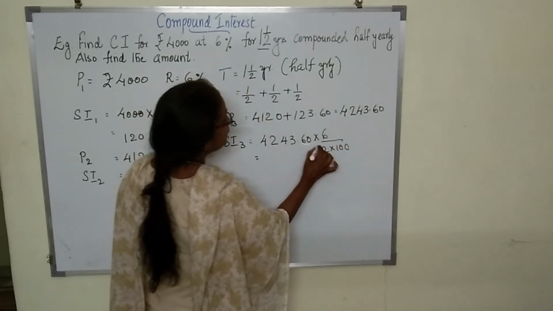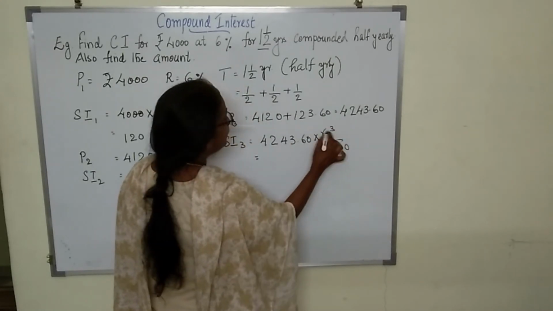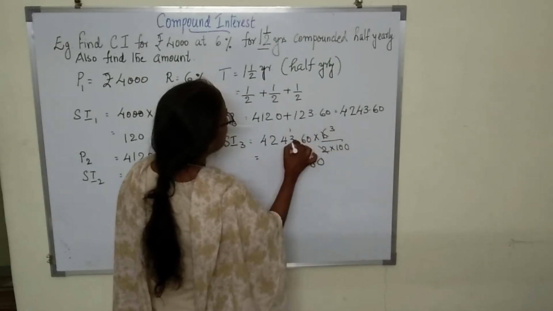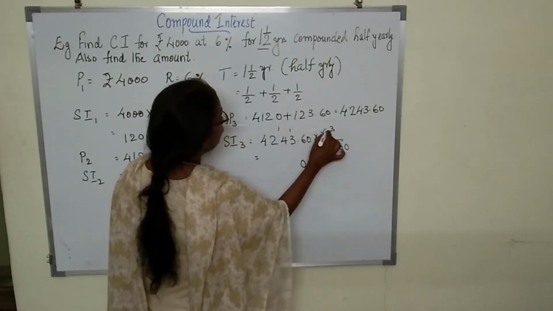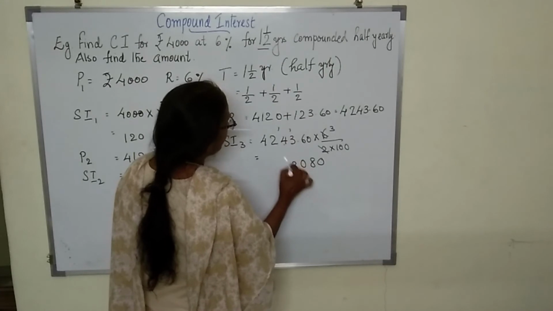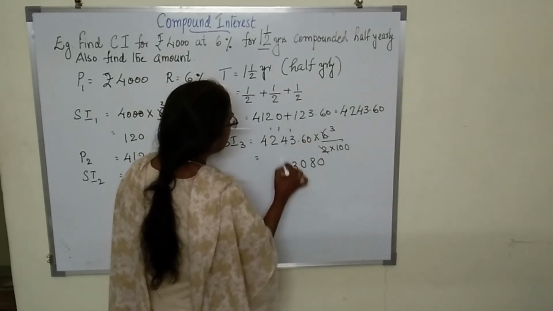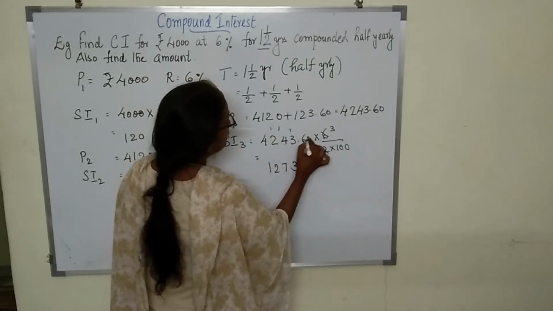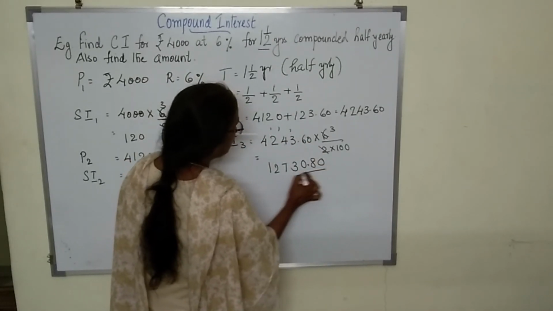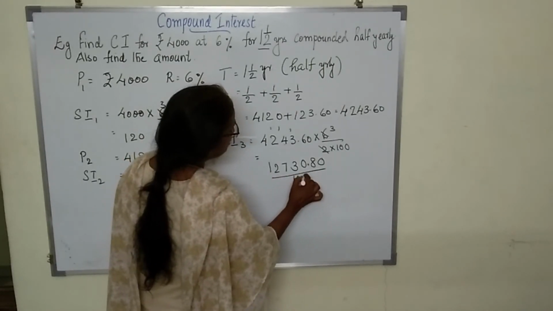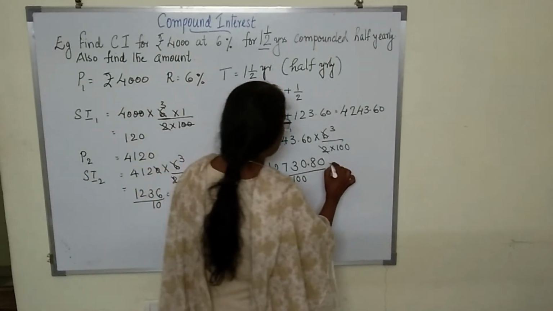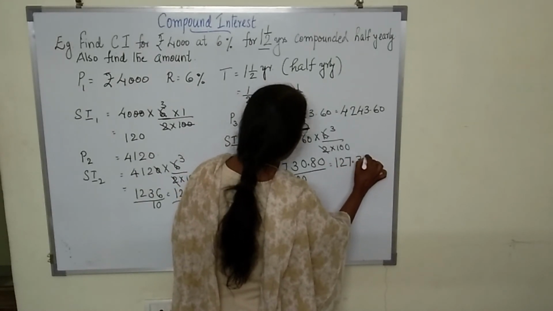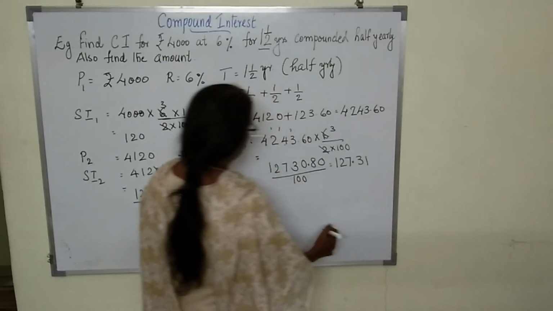So when you do cancellation, here 3. Multiply. 3 0 0, 3 6 are 18, 3 3s are 9 plus 1, 10, 3 4s are 12 plus 1, 13, 2 3s are 6 plus 1, 7, 3 4s are 12. Here after the decimal 2 digits, so upon 100. So that is 127.308, that is 127.31.